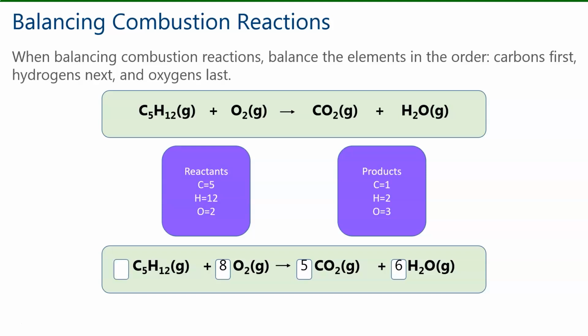Notice that the space in front of C5H12, which is pentane, is left blank. That's because we don't need to add a coefficient here in order to balance it. When there's no coefficient in front of a formula, it's assumed to be 1.